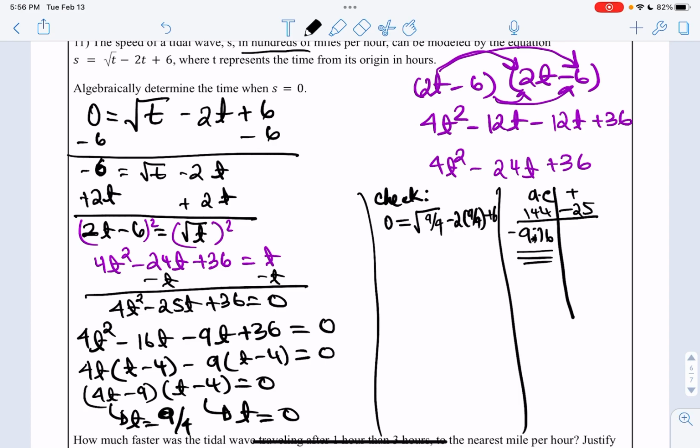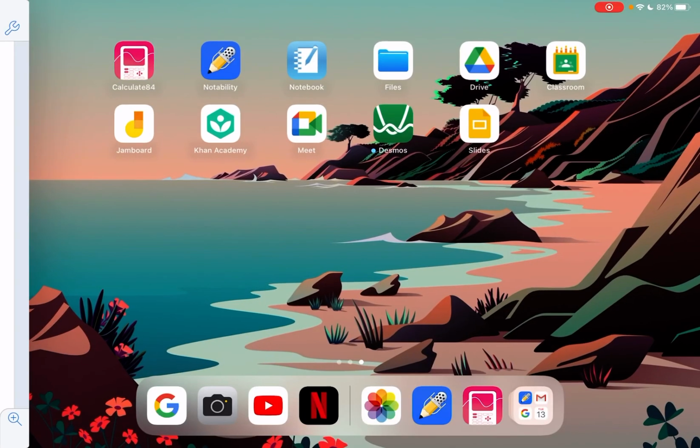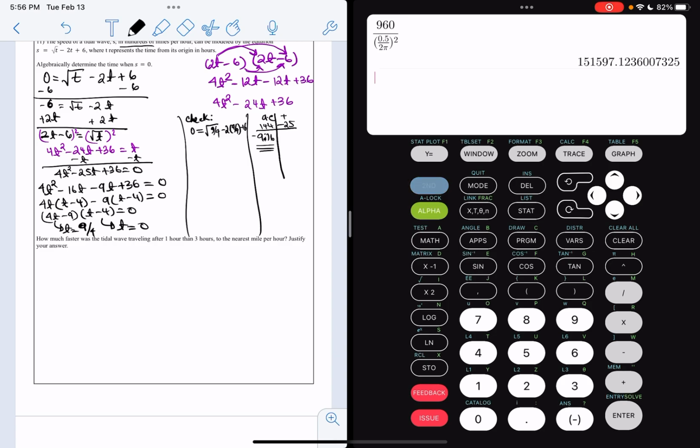And I'm going to put it into the calculator. Second, radical 9 divided by 4, then we have minus 2 times 9 divided by 4, then we have plus 6. That gives us a 3. 0 does not equal 3. So this is an extraneous root.